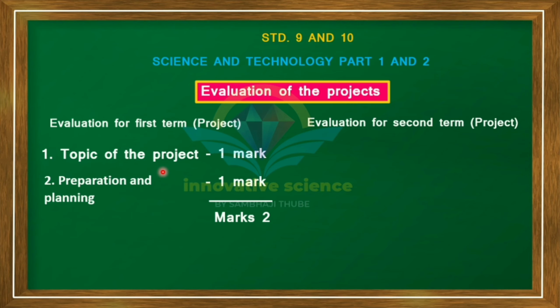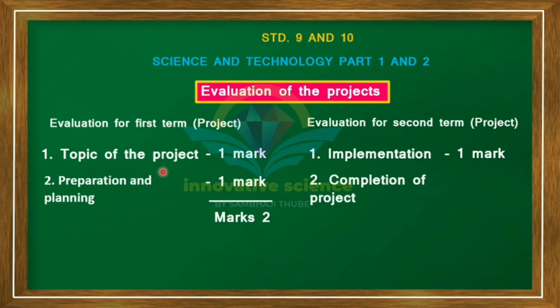And in second semester, implementation of the project contains 1 mark. And after that, completion of that project and presentation of that project gives 1 mark. In this manner, 2 marks are given in second semester. So students, in this way, we have to understand the structure of your paper, chapter wise weightage, evaluation of your projects and evaluation of your practical exam.